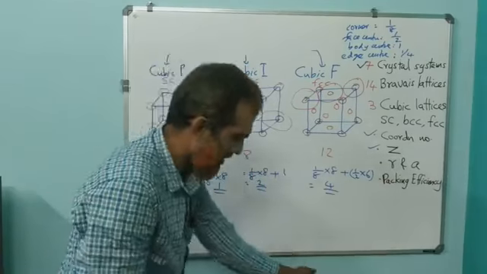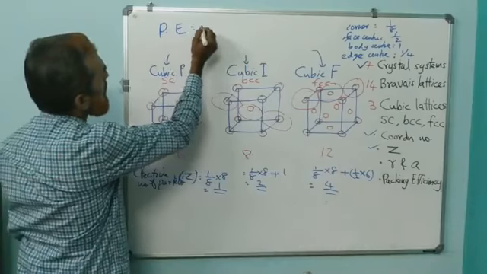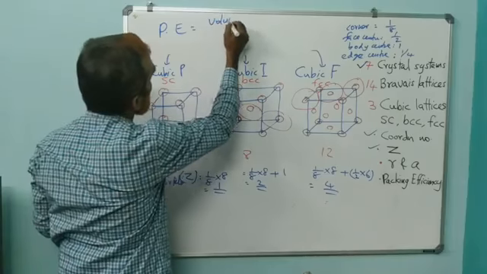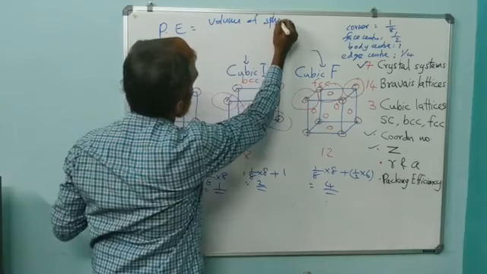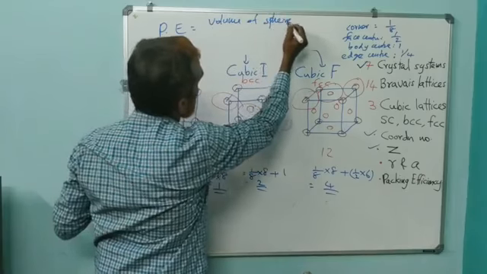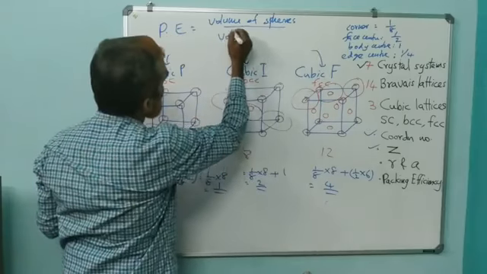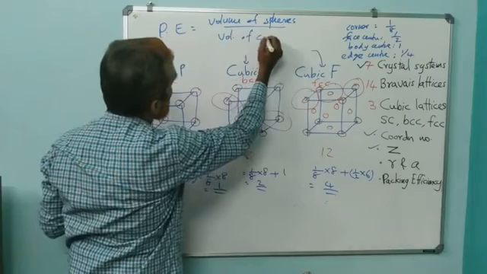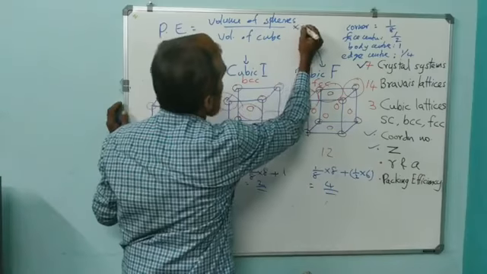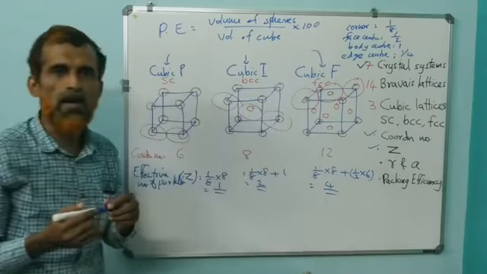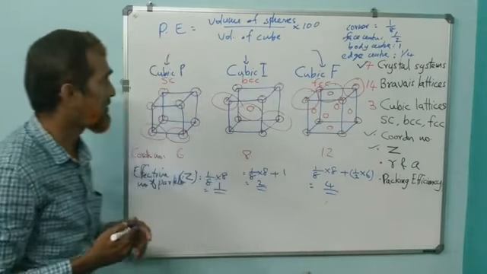You can note that packing efficiency is equal to the volume of the spheres present in the unit cell, divided by the volume of the cube, that is the whole crystal, into 100. Using this equation we can determine the packing efficiency of the 3 types.